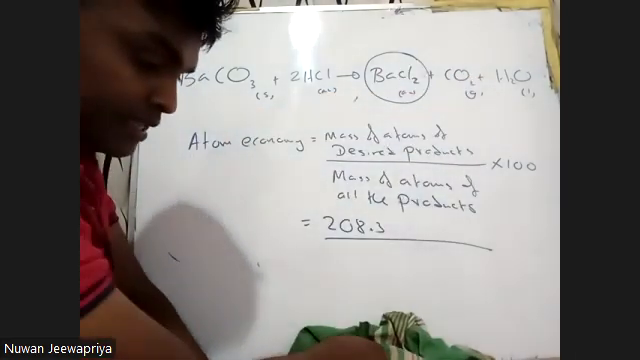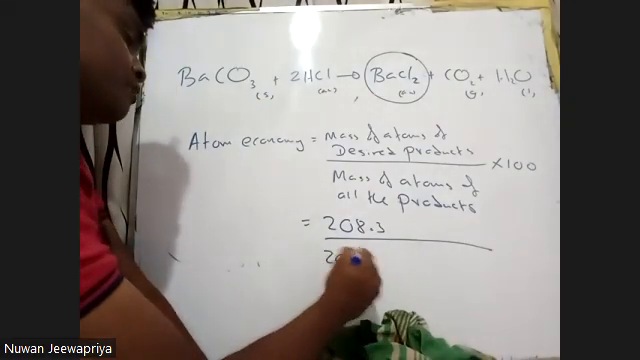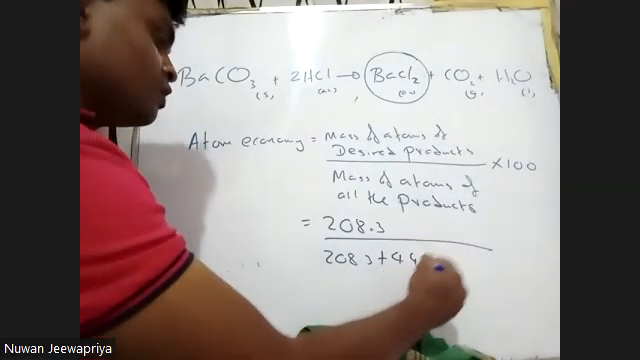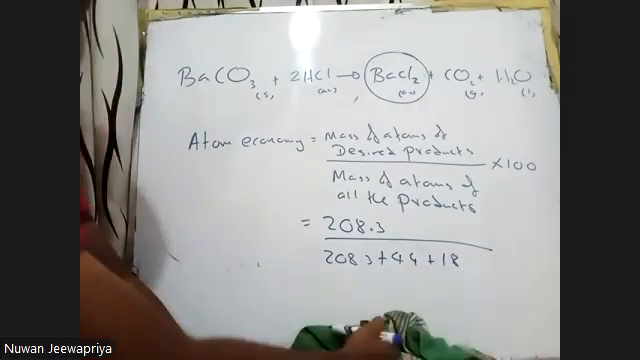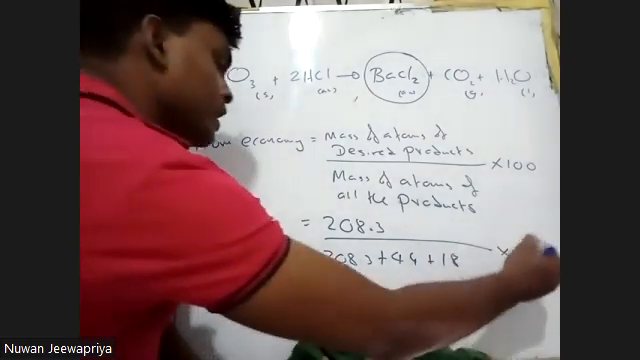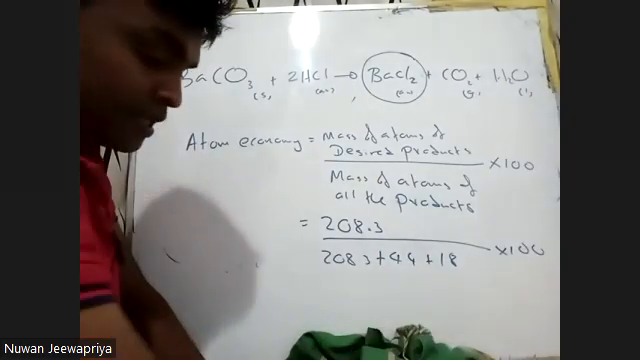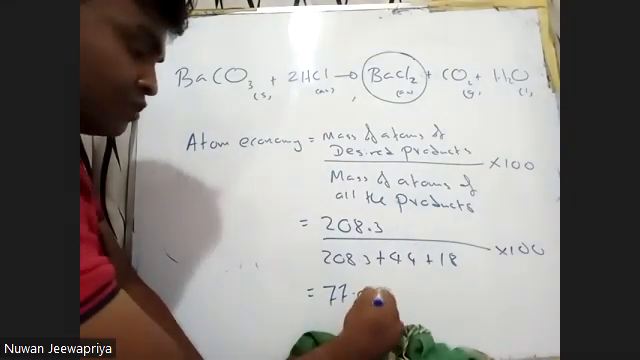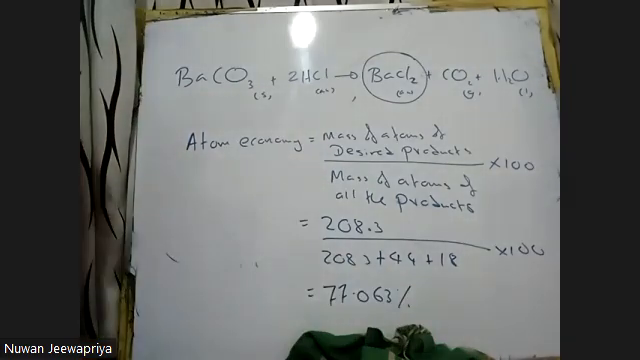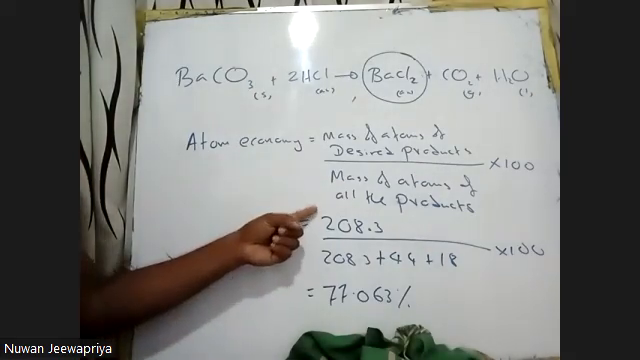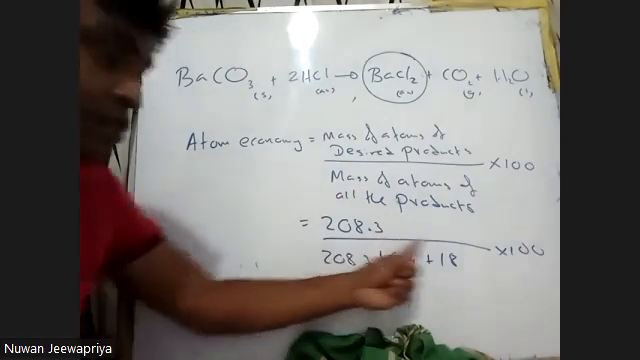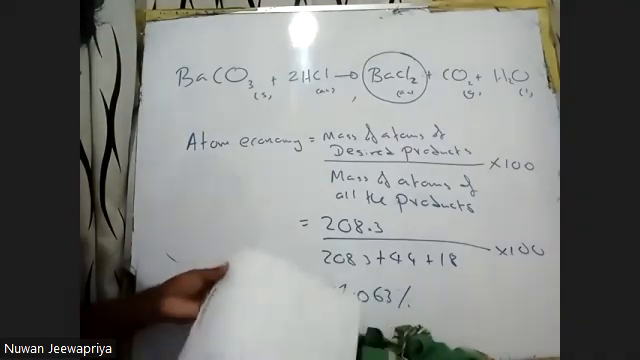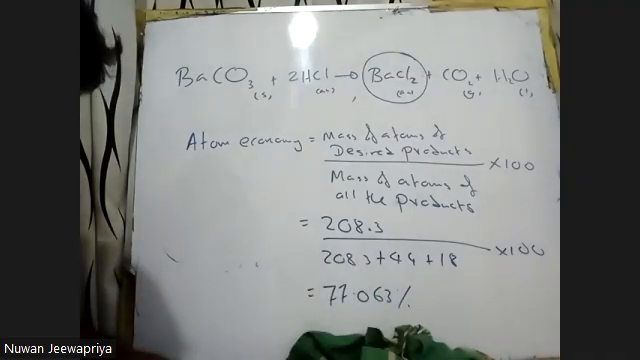So what is that? 208.3 is anyway there. Carbon dioxide is 44. Oxygen is 8, water is 18. So multiply by 100. So the calculator will give a value that's very easy, 77.063%, like answer will be there. So this is mass of the desired products atom. This is the mass of all the products multiplied by 100. That is what the atom economy is, right? That's what the atom economy is.